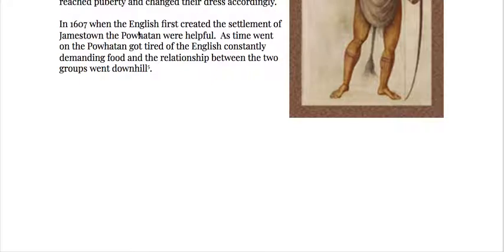In 1607, when the English first created the settlement of Jamestown, the Powhatan were helpful. As time went on, the Powhatan got tired of the English constantly demanding food and sometimes stealing food, and the relationship between the two groups went downhill. It eventually did lead to war. So now, pause, and using your own words, write down the important details from this paragraph. Okay, this concludes the reading.